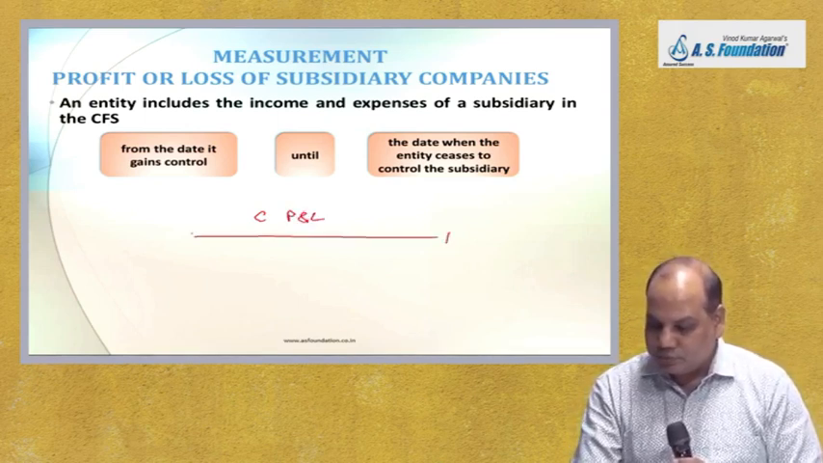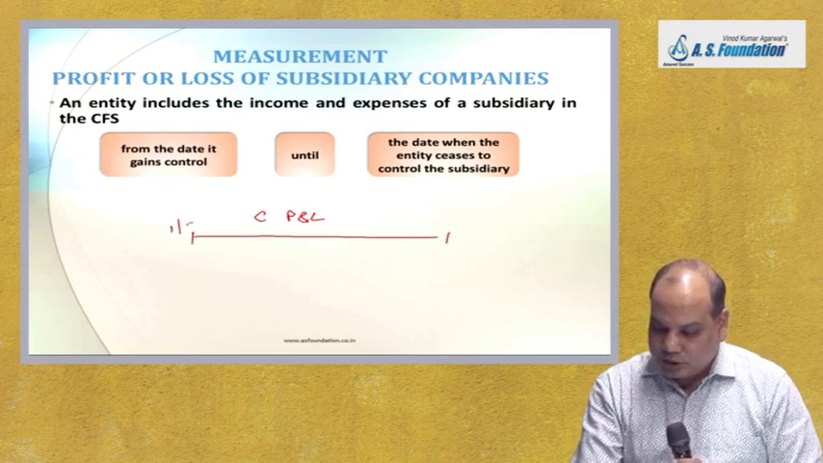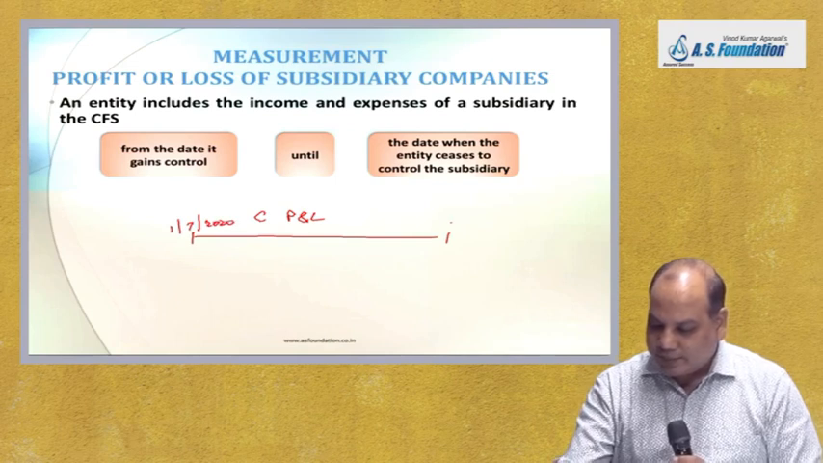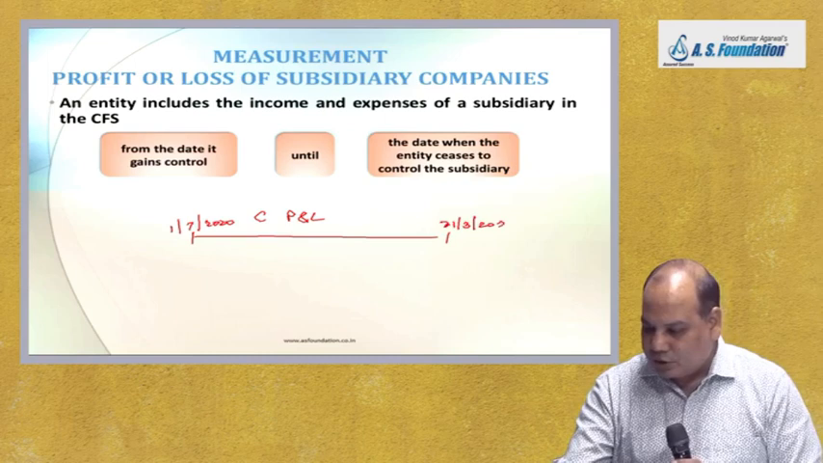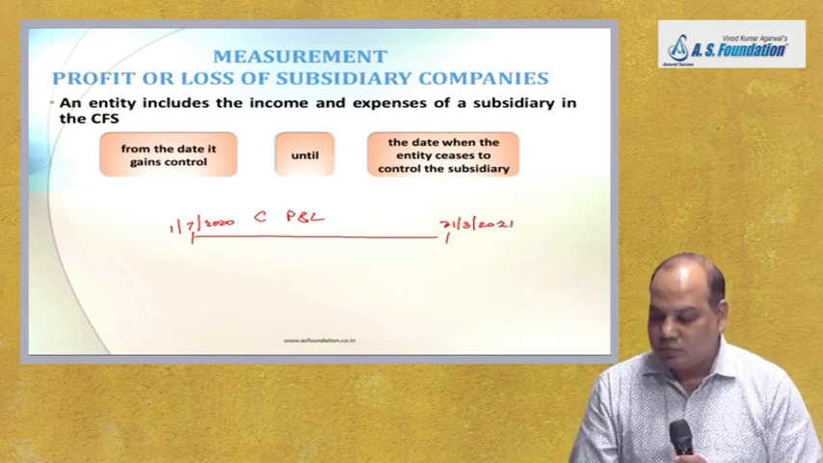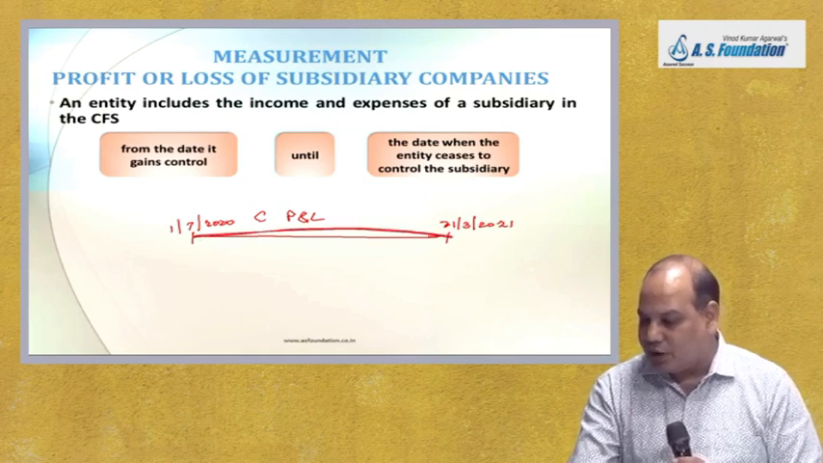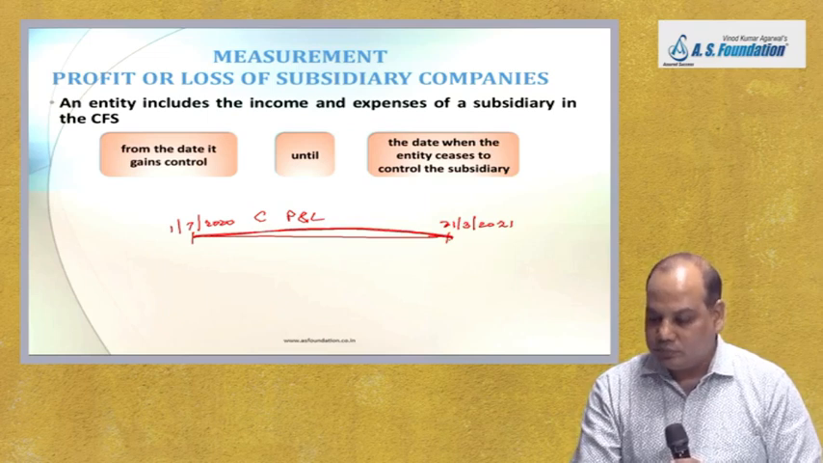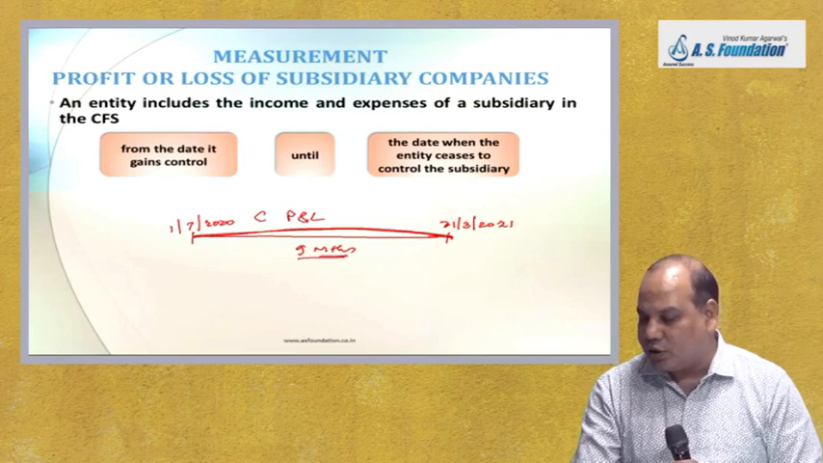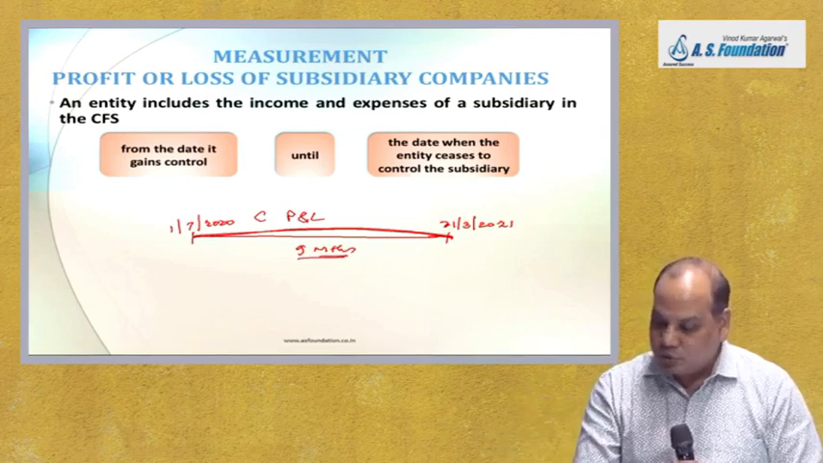And suppose the date of acquisition given is 1st July 2020 and your year ending date is given 31st March 2021. How many months are there from the date of control till the year ending date in this example? I think 9 months. So while calculating the income or expense of subsidiary, you will take 9 by 12.